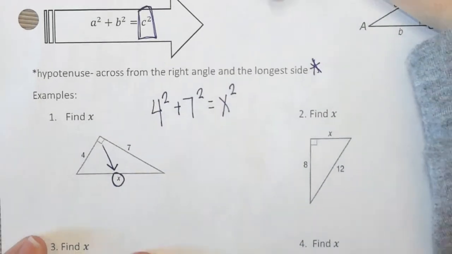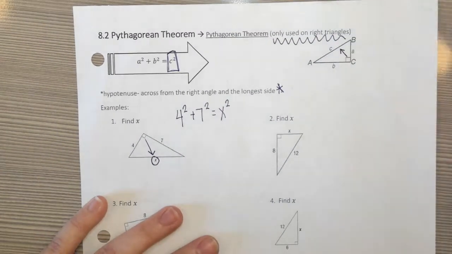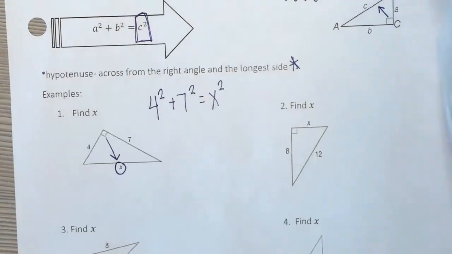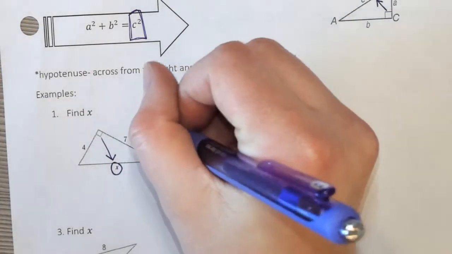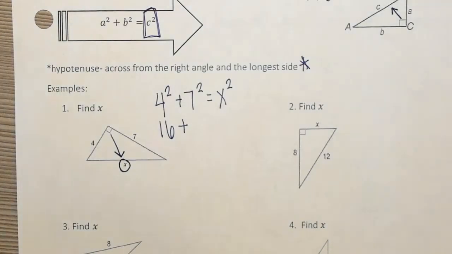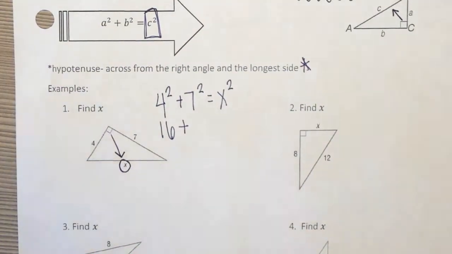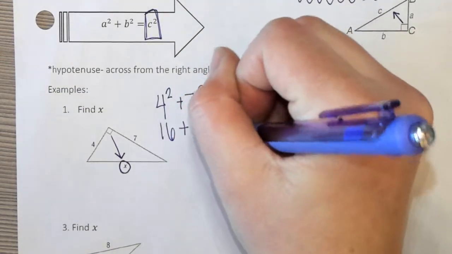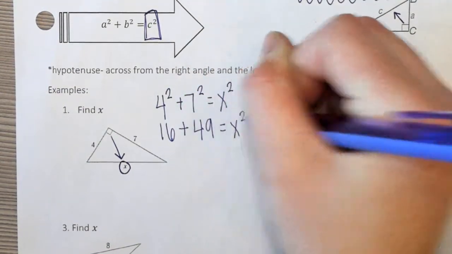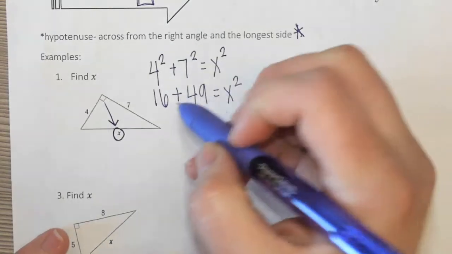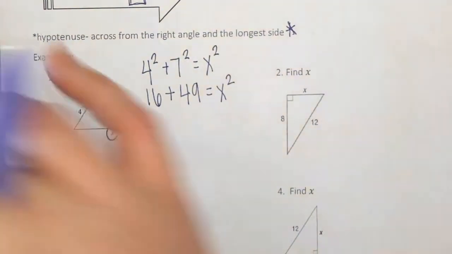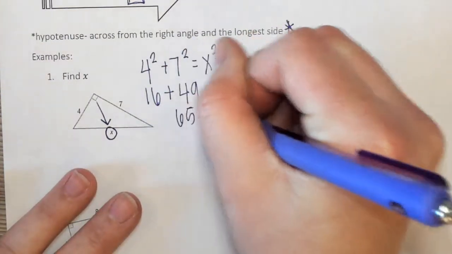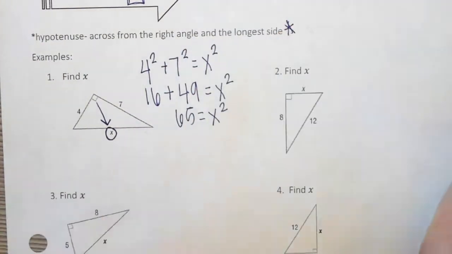Okay, now you can either know these off the top of your head or you can use your calculator. 4 squared is 16 and 7 squared is 49 equals x squared. So now we have to combine our like terms. So add 16 and add 49. So you get 65 equals x squared.